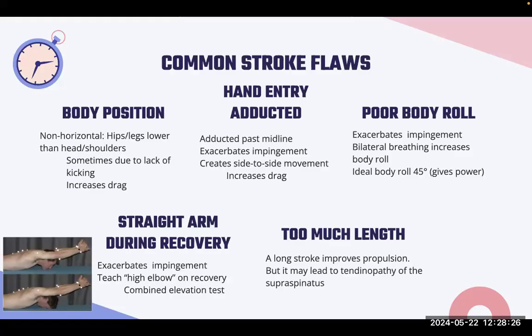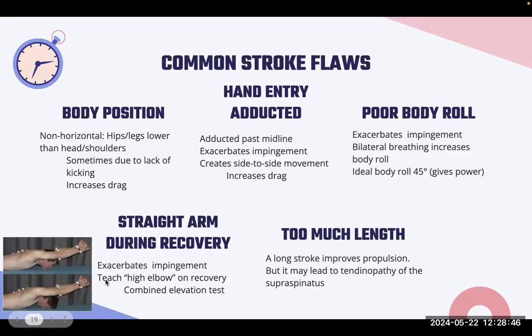But if you don't have as much body roll, you're again using more of your extremities, so it's going to make the impingement worse. And then having a straight arm during recovery, this makes impingement worse as well. You want to teach a high elbow on recovery. And so they use a combined elevation test where you put your hands together, keep your forehead touching the table, and then you lift your arms up in the air.